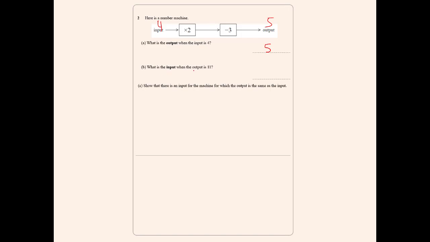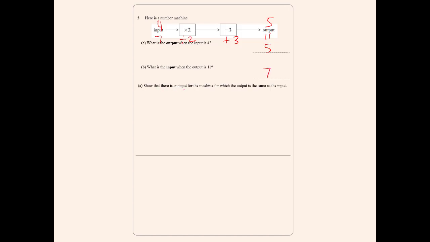What is the input when the output is 11? So let's have the output as 11. Now when your output is 11, you do the opposite. So instead of taking away 3, we're going to add 3, and then we're going to divide by 2 instead of timesing by 2. So always do the opposite. 11 add 3 is 14, divided by 2 is 7. So the answer is 7.